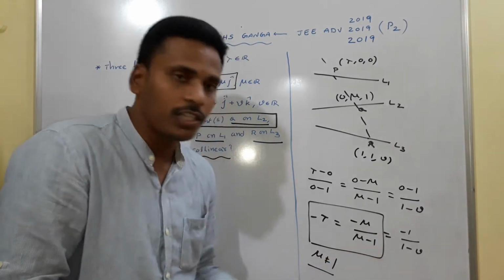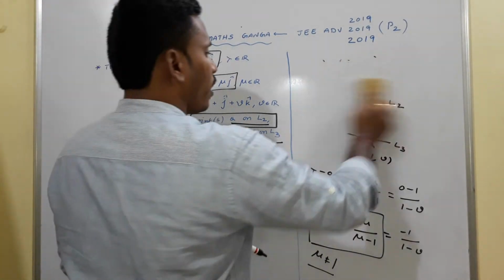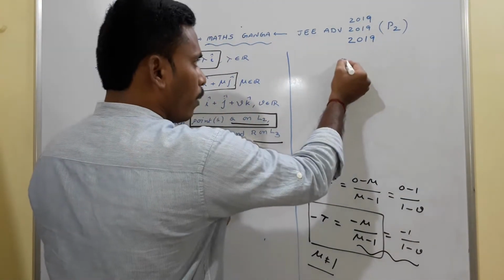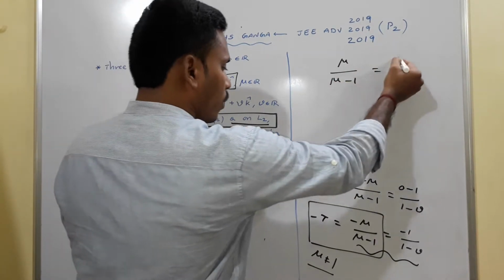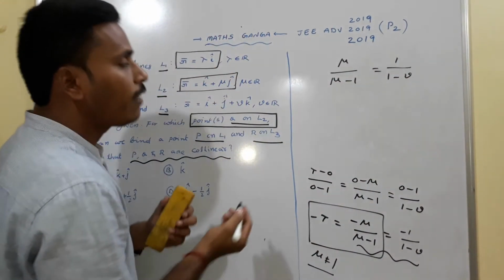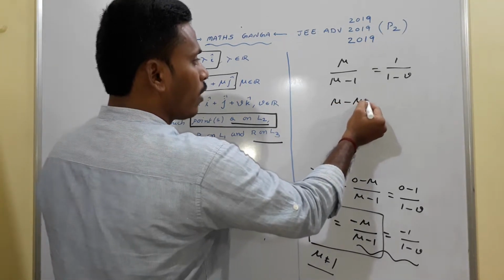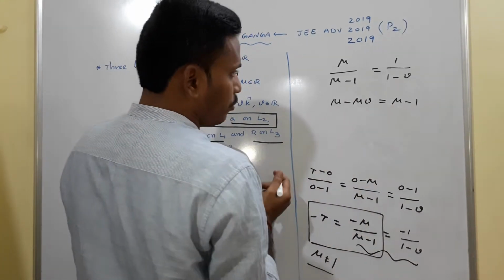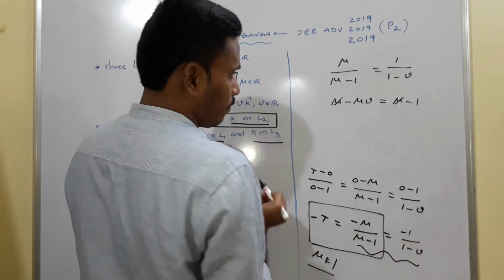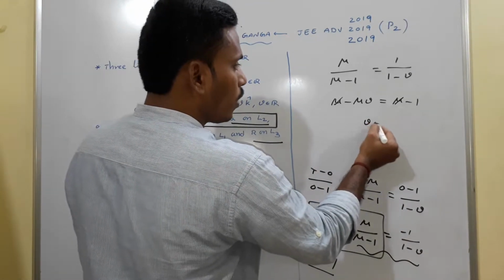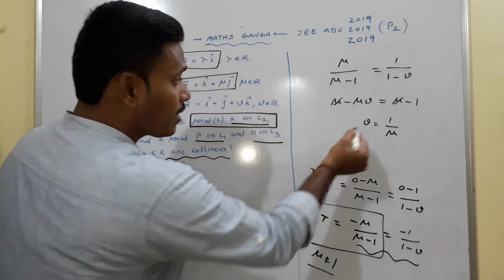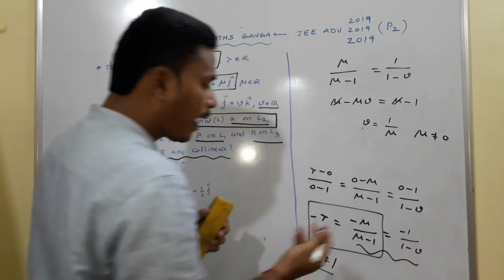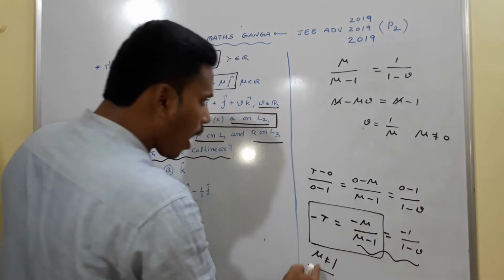Again, if you equate these two and make mu the subject, from these two statements you have mu by mu minus 1 equals 1 by 1 minus mu. If you cross multiply, you get mu minus mu squared equals mu minus 1. Make mu the subject, and the mu terms cancel, so mu squared equals 1... and what I have is mu equals 1 by mu. Since mu is also real, mu can't be 0 either. Finally, mu cannot be 0 and cannot be 1.